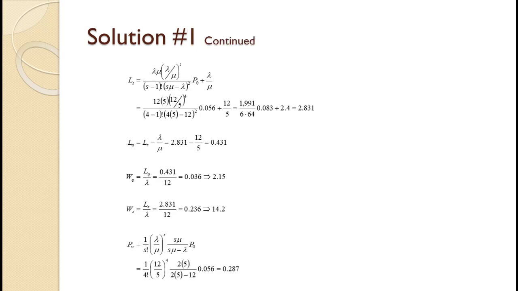The number of customers in the system drops from an average of almost 5 to 2.831. The number waiting drops from an average of 2.589 to 0.431. Average wait time drops from 13 minutes to slightly over 2 minutes, and average time in the system drops from 25 minutes to about 14 minutes.